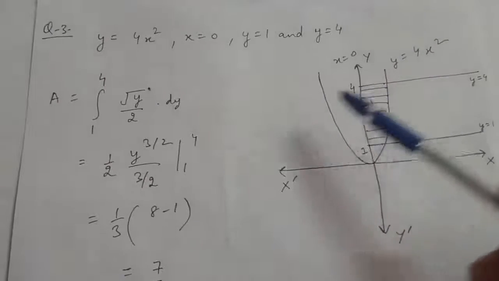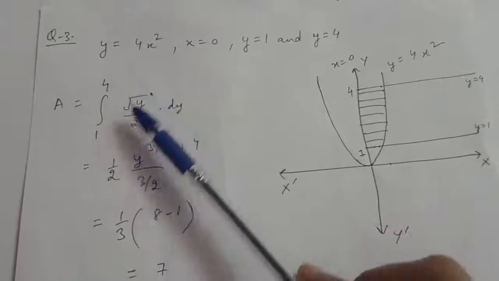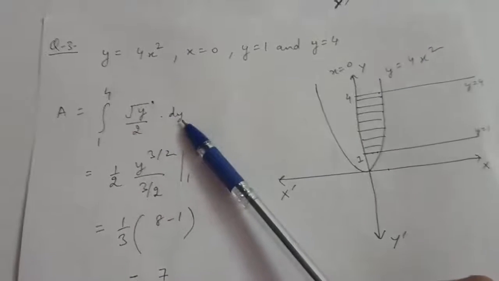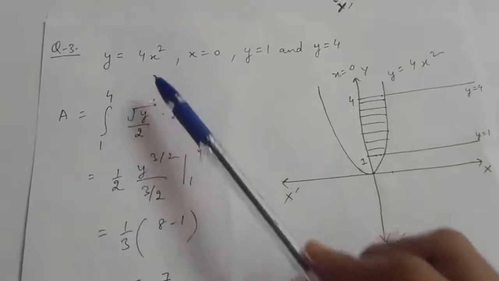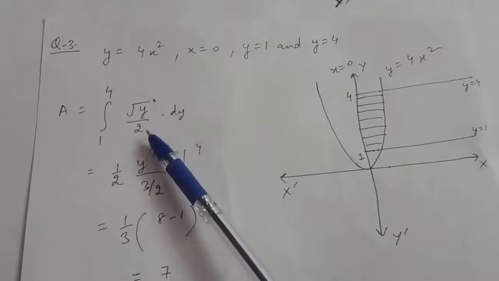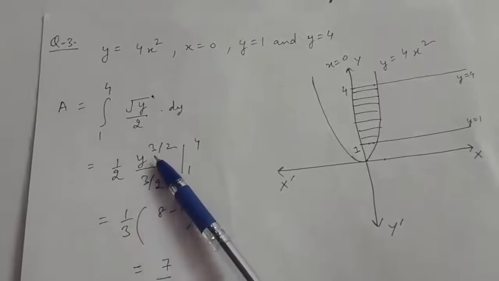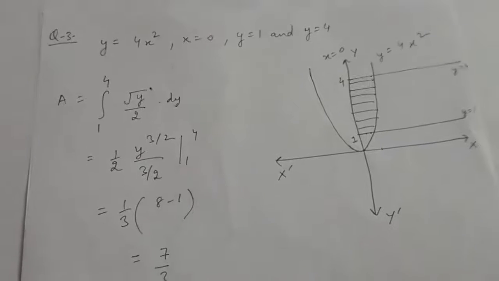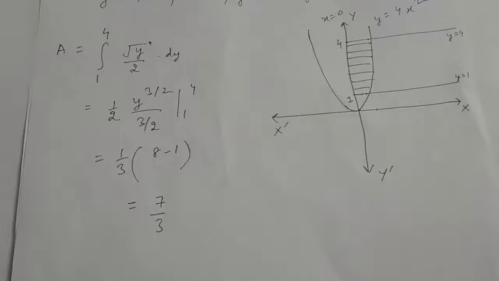Now see, the limits are from 1 to 4. And limits are from the y-axis, therefore we will take the function in terms of y and integrate it with respect to y. So the function is root y by 2 in terms of y. Now integral of root y is y raised to the power 3 by 2 upon 3 by 2, and the limits are from 1 to 4. So put the limits, you will get the answer as 7 by 3.